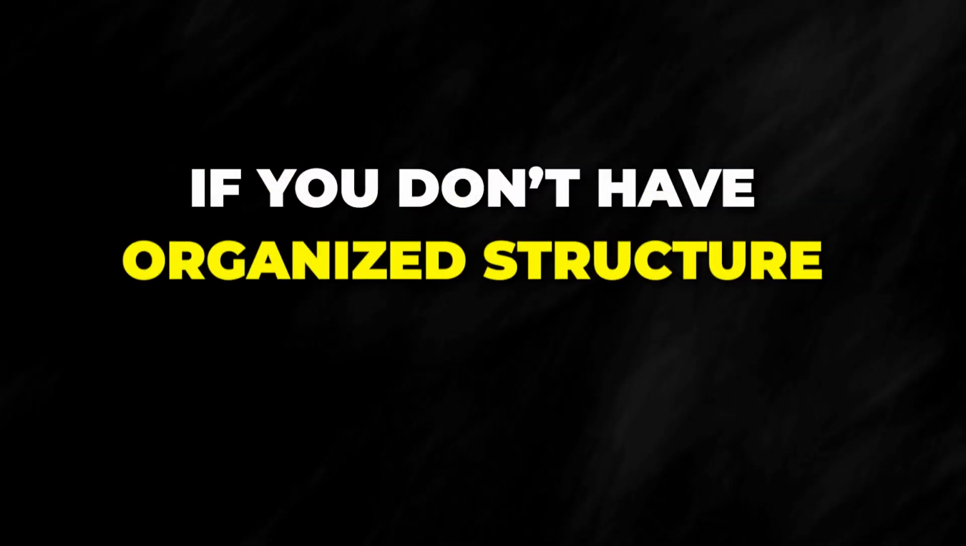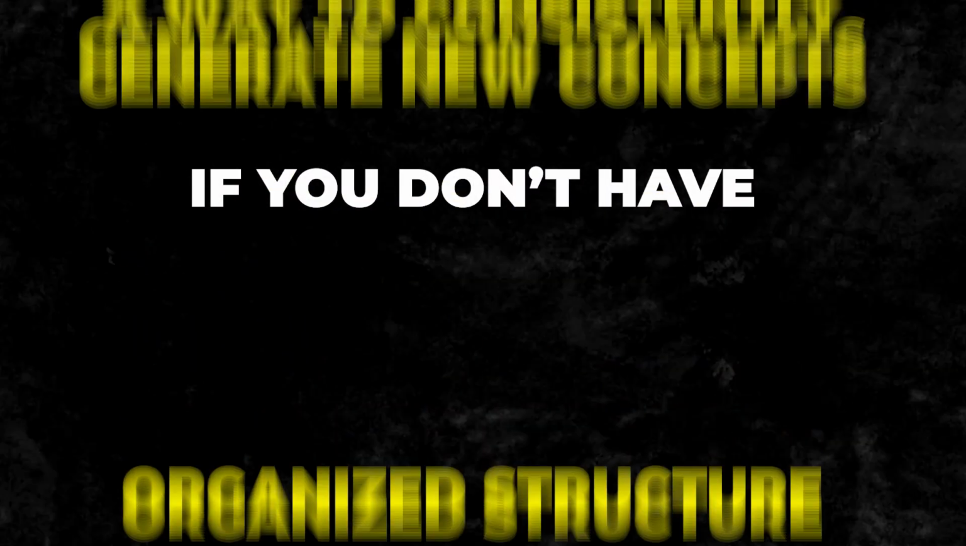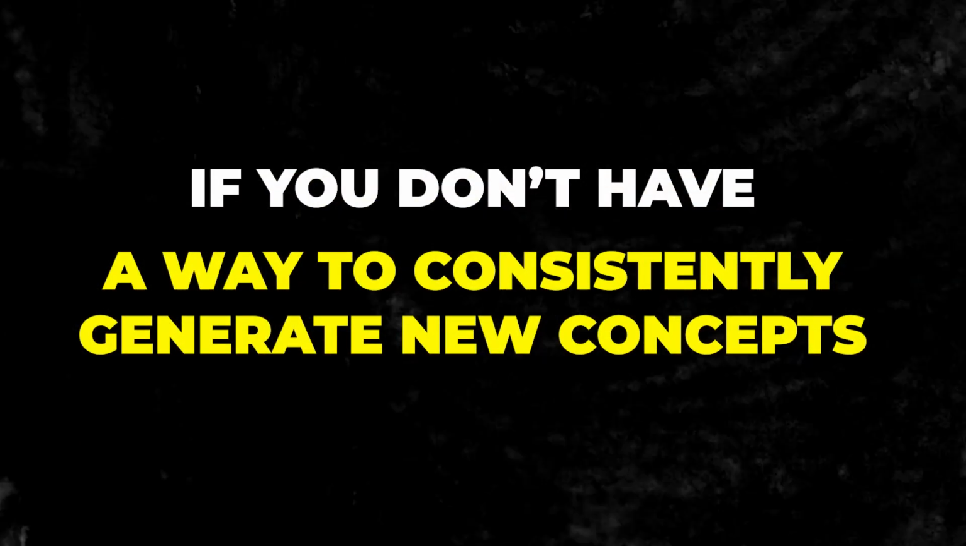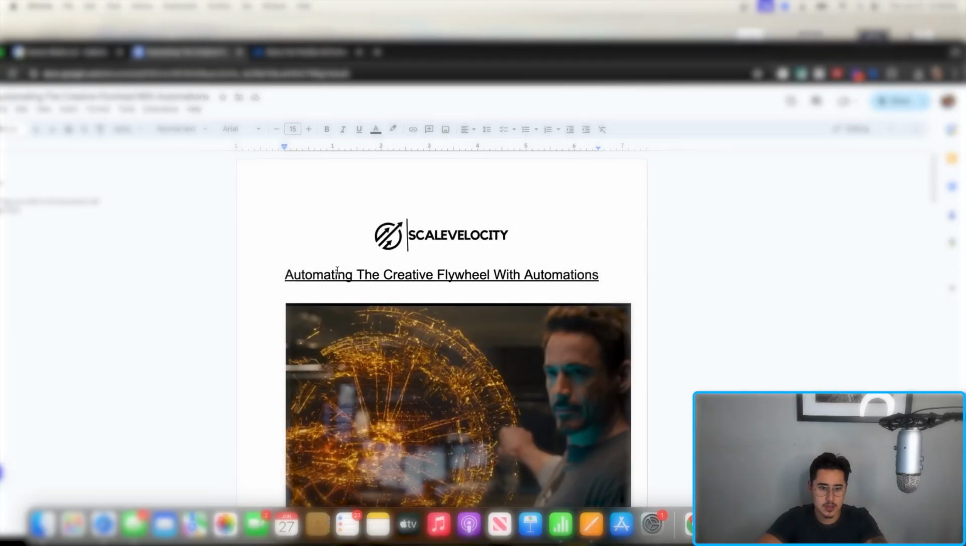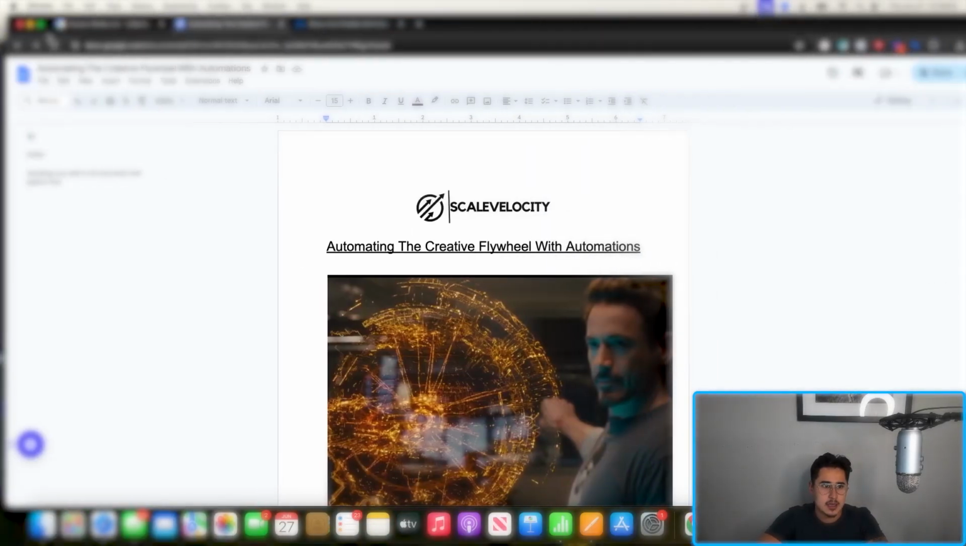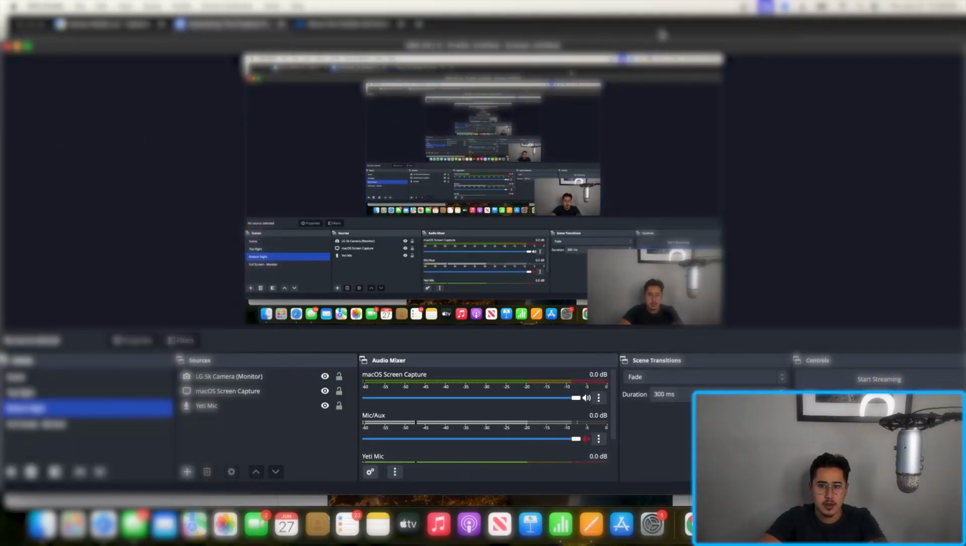So with that being said, if you don't have an organized structure, if you don't have a way to consistently generate new concepts or even make iterations to what might have worked in the past, well, then you're bound to fail, especially on paid ads. So how can we adjust? How can we introduce the Creative Flywheel system with automations into our business? Well, lucky for you, I built a protocol around this. So let's dive in. So what we have today is automating the Creative Flywheel system.